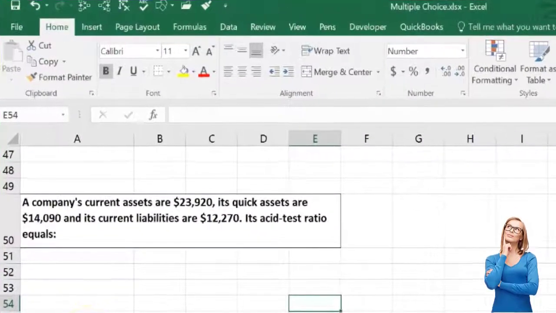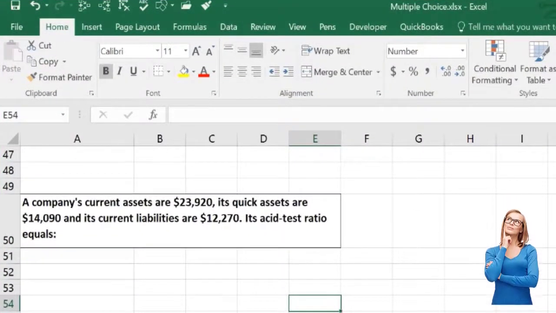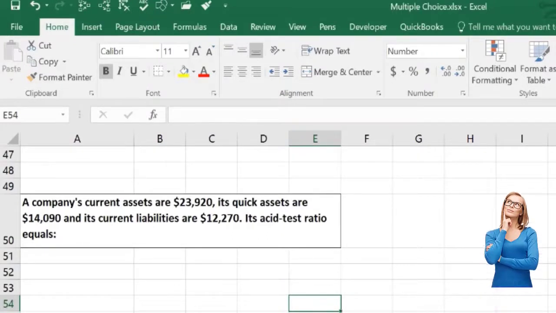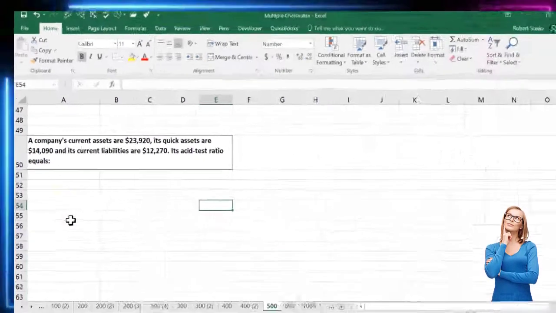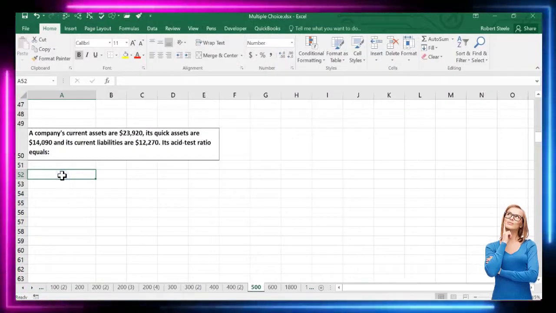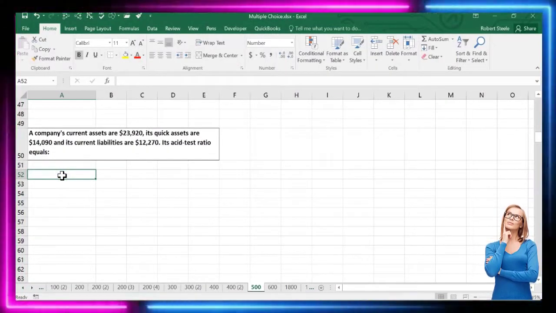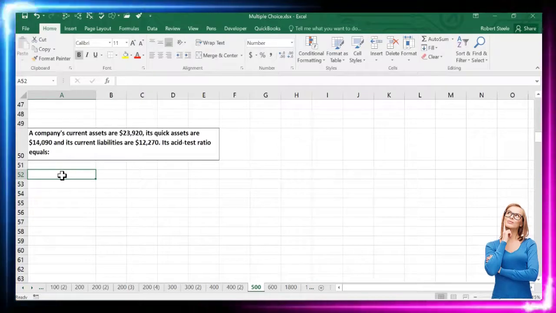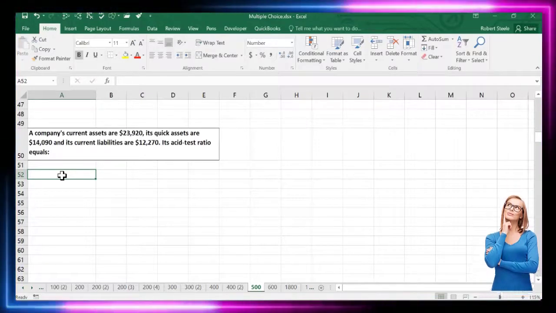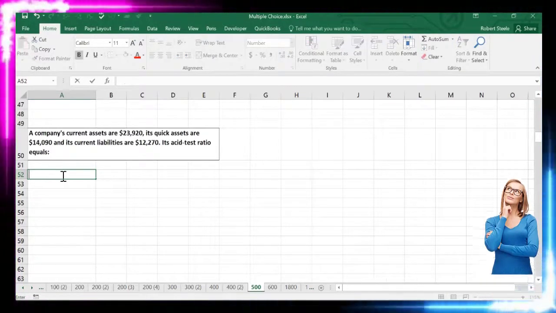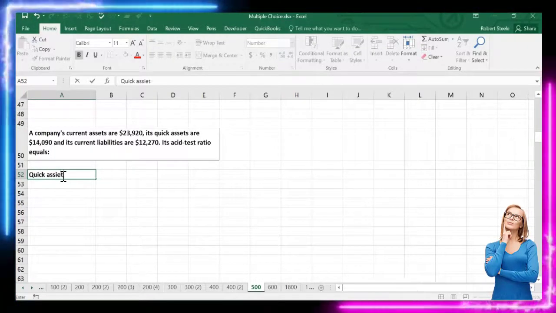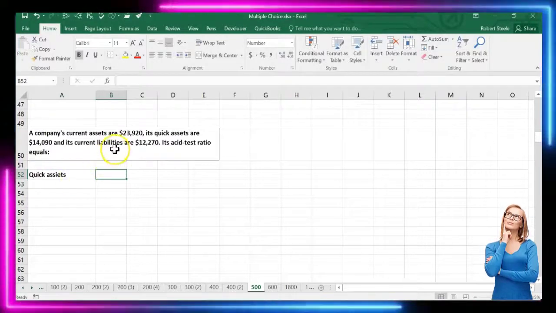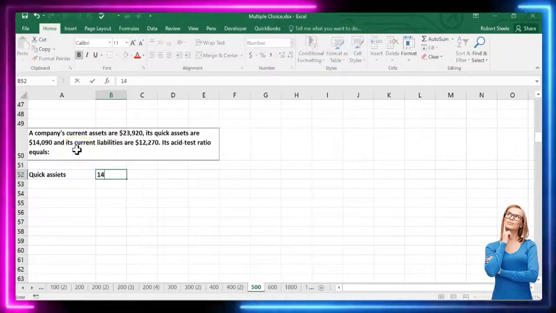Next one says that a company's current assets are 23,920, its quick assets are 14,090, and its current liabilities are 12,270. Its acid test ratio equals what? So this one, they actually just gave us the numbers. It's just a matter to know what the ratio is, and the ratio for the acid test ratio is going to take the quick assets, which are the more restrictive assets, which don't include inventory. And that, they say, had quick assets of 14,090.